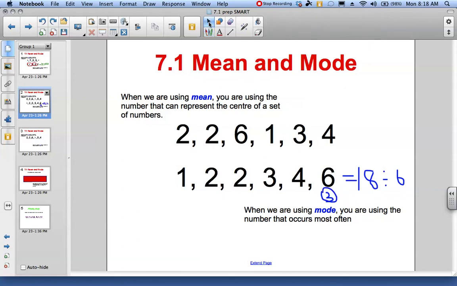And in mode, again, it's the number that you see most often. In this case, I only see one number most often, and that's 2. There's two of those. There's only one 1, one 3, one 4, and one 6. So the mode of this data set is 2.